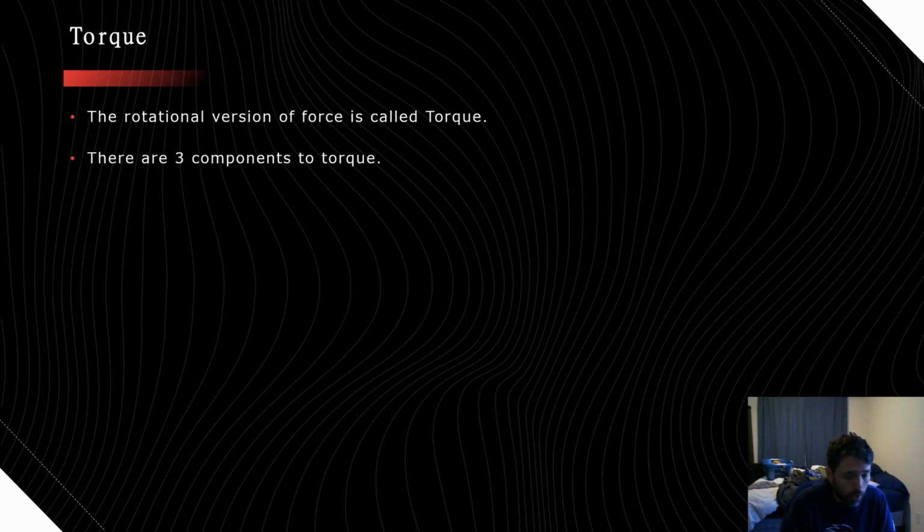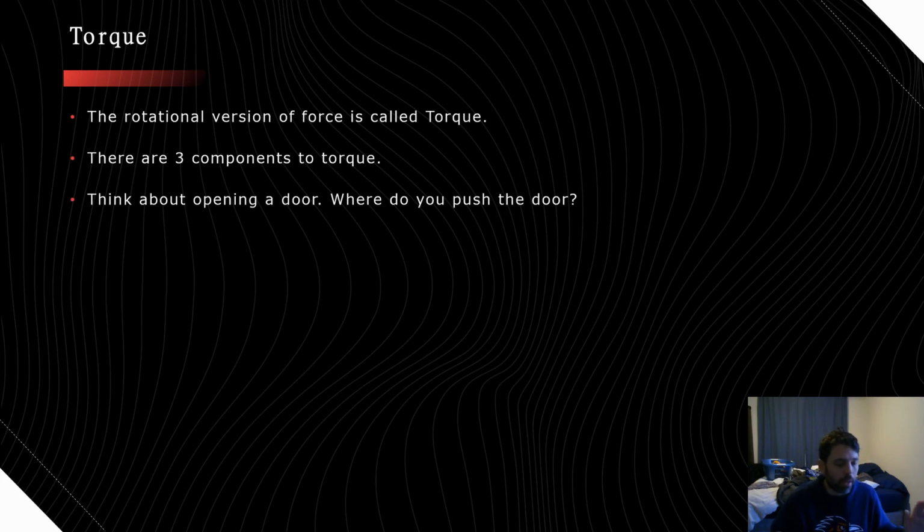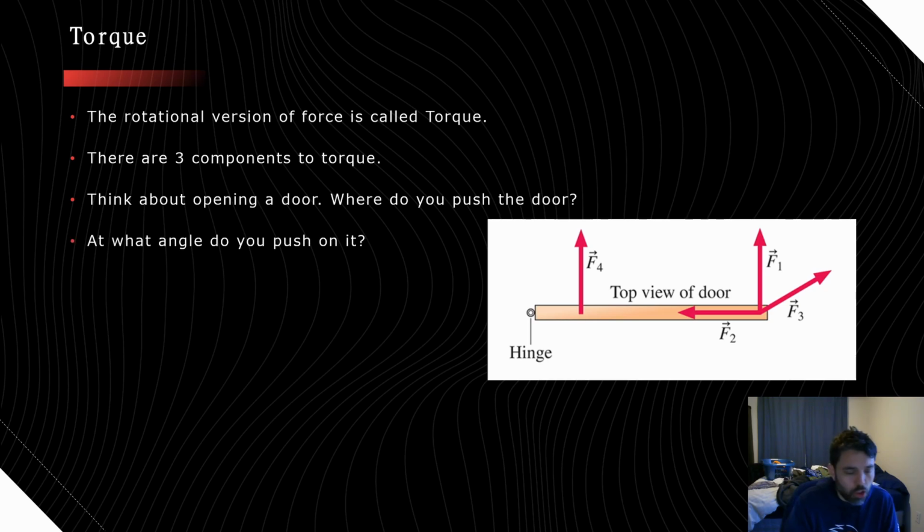There are 3 components of torque. Think about opening a door. Where do you push on the door? If you're going to leave my classroom, it's got that push bar, right? Do you push on it near the hinges, in the middle, on the edge? It really doesn't even matter. I don't know. So where do you push on the door? What angle do you push on the door at? Do you push it straight out, or to the side, or towards the center, toward the hinges? Think about it.